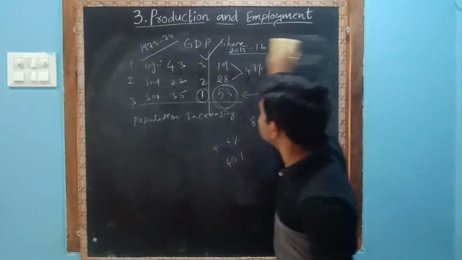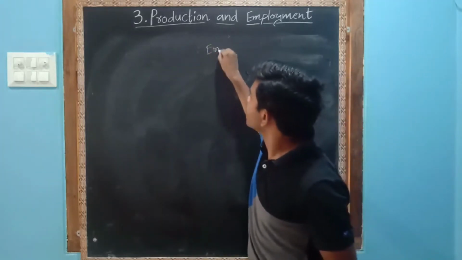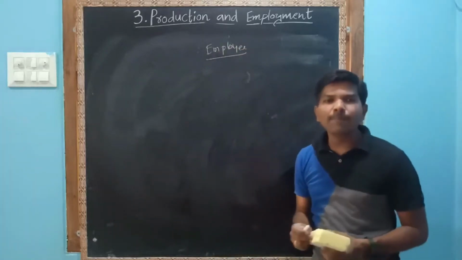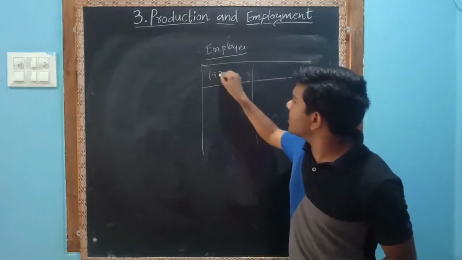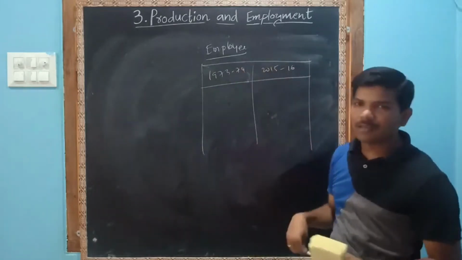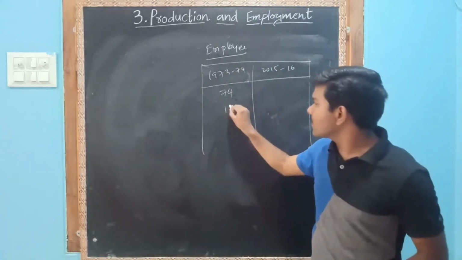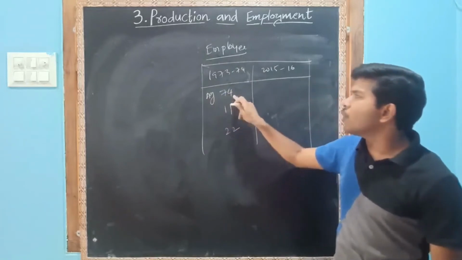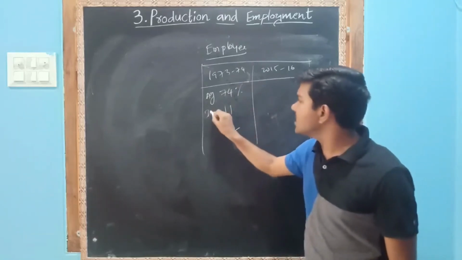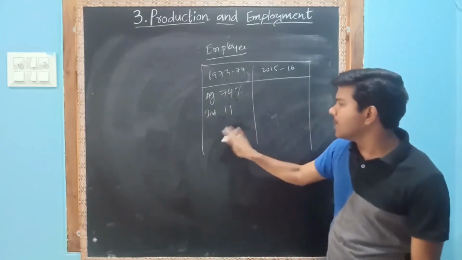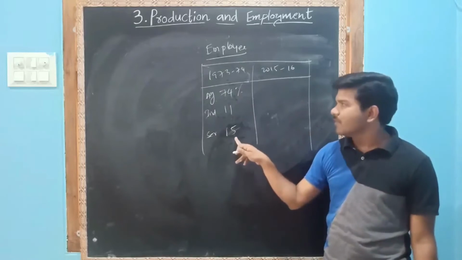Employees. Let us see the employee share, where these employees are working. Again we have to compare 1973-74 with 2015-2016. Previously we compared the GDP share, you remember, but now the employee share. In 1973-74, agriculture, 74% of the people depend upon agriculture. Industries, only 11%. Service sector, 15% of the people depend upon the service sector.